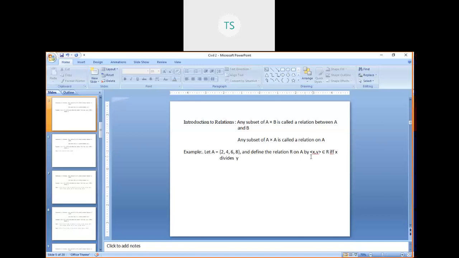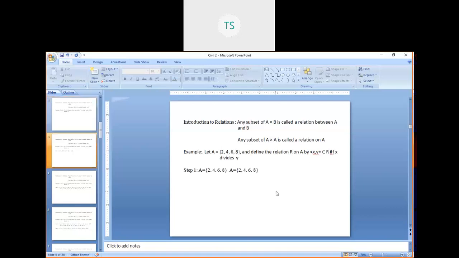In our earlier class, for the ordered pair we used the round bracket. But in place of the bracket, you can use this symbol also to represent an ordered pair. So here, the ordered pair (x, y) belongs to capital R. Do you know what this means? If and only if. Yes, this means if and only if x divides y. That means you can select only those ordered pairs whose first element divides the second element.